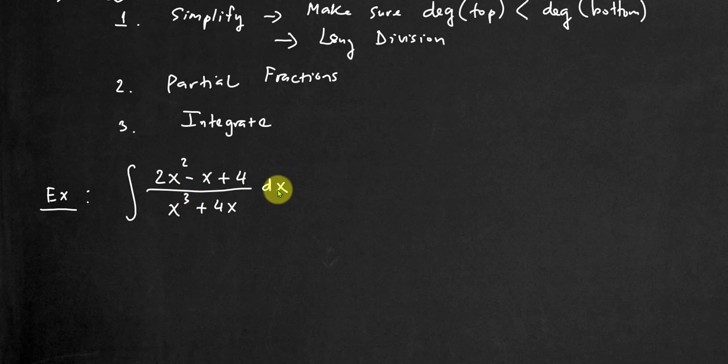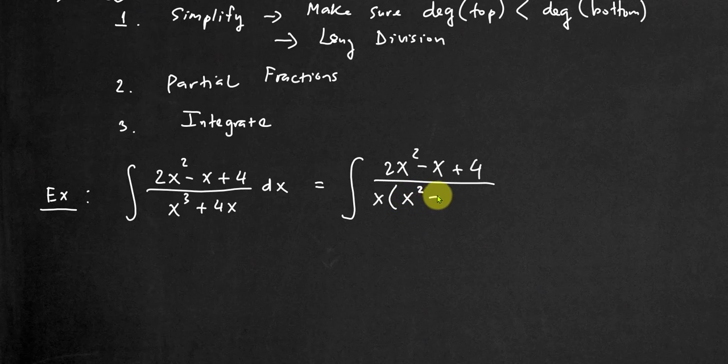Now we can split this integral. The first thing is I should try to factor out the bottom part, so I can keep the top part the same. I try to factor the bottom: I see I have x to the third power and x to the first power, so I can pull out the x and I have x squared plus 4. Now after I rewrite this in factored form, I'm ready to split it.